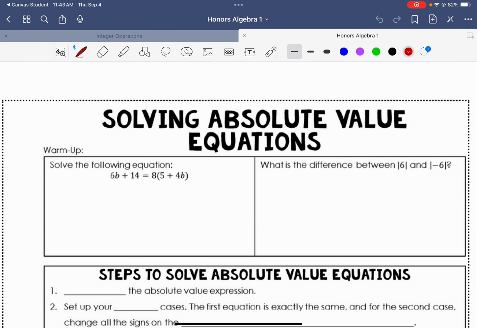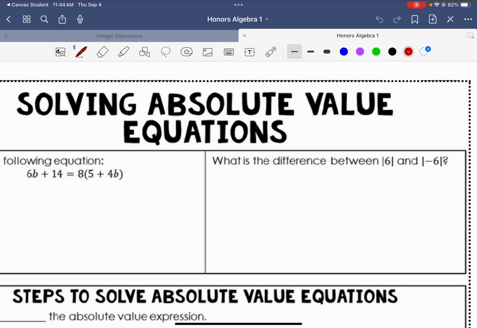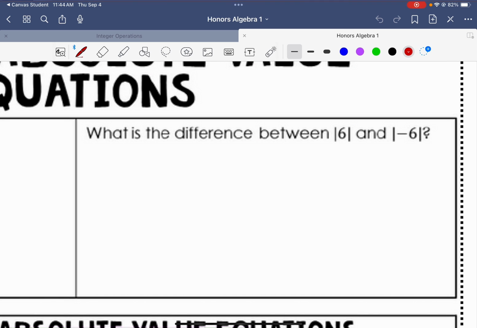All right, guys, our next lesson is on solving absolute value equations. So I'm going to start with, kind of a review of absolute values. What's the difference between the absolute value of 6 and the absolute value of negative 6? And the answer is the absolute value of 6 is 6, and the absolute value of negative 6 is also 6. There is no difference.